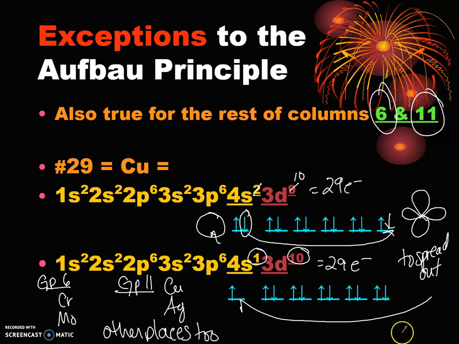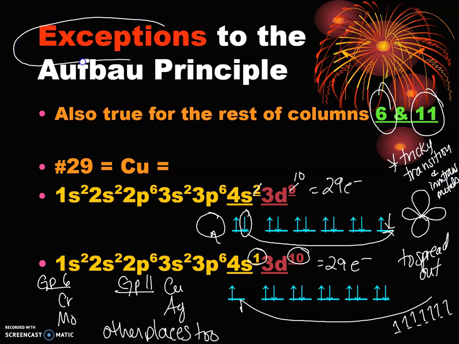It sometimes happens in the f orbitals also when you start double and half filling all of those f orbitals. So it really is some tricky parts for the transition metals and the inner transition metals as well. Okay, so that's a nice little exception to the Aufbau principle that you guys need to take into account.